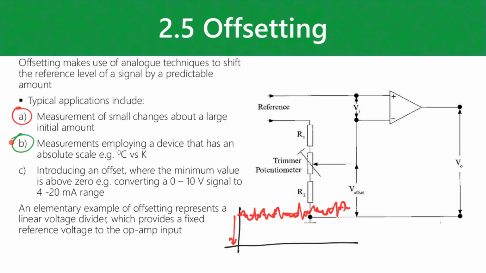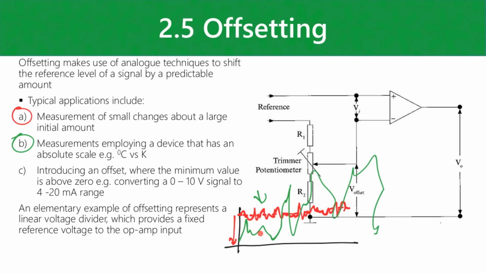Then measurements employing a device that has an absolute scale, right? So degree C versus Kelvin. Again, you're coming into a similar problem as what we had here. So Kelvin is only positive values. There's no negative values. So you can run into a bit of a problem there. Again, with saturation. So you could be measuring temperatures in Kelvin, but again, like I said, only positive values.